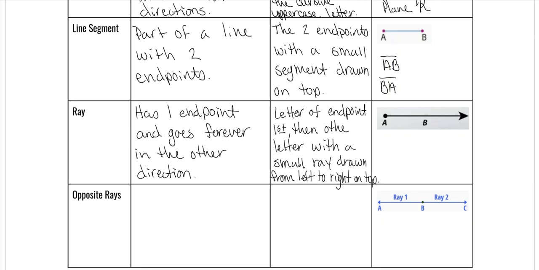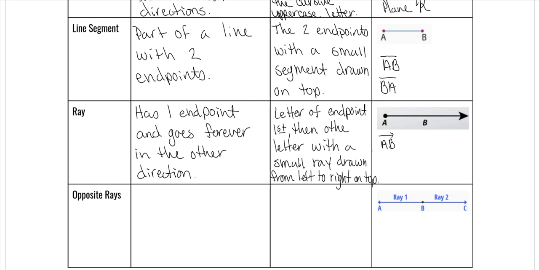So it'll start with the endpoint, and then it will name the other point, and it will have a small ray drawn on top, and it's always going to go from left to right. So this ray that you see pictured here is named AB, and it will be drawn like this. And that's the only way it can be named. You cannot name this BA because it doesn't start at B, it starts at A.